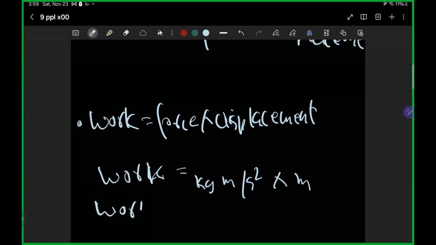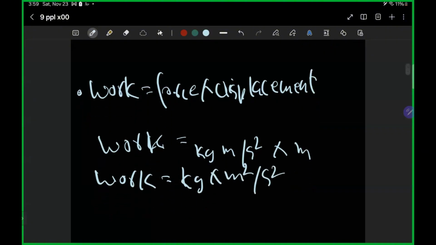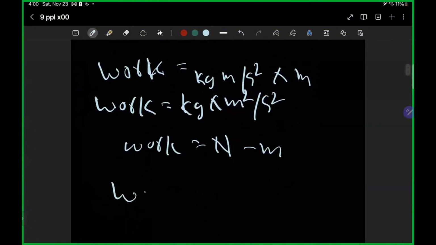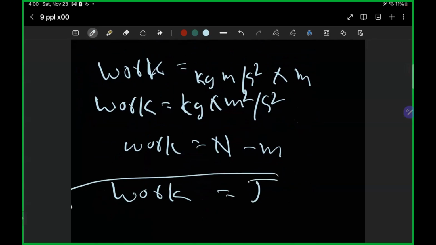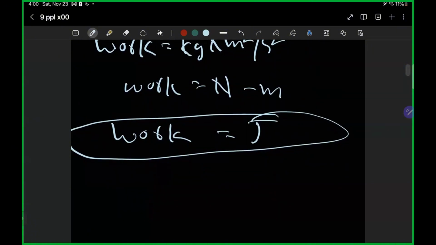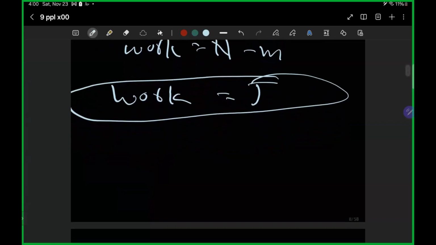It will be equal to kilogram into meter square per second square. As discussed earlier, kg into meter per second square is defined as Newton. So it is Newton meter, or we can define work in the SI system of units as joules, which is the name of the scientist. Joule was the scientist who calculated the heat work done in the thermodynamic system.